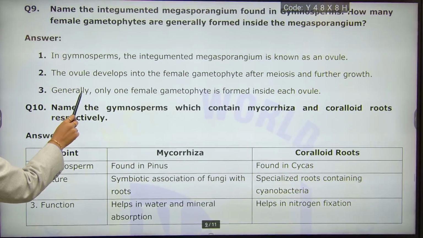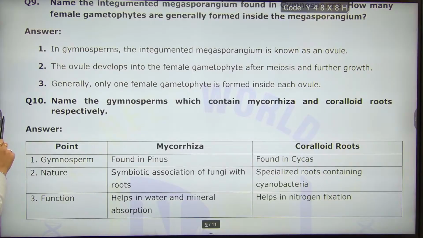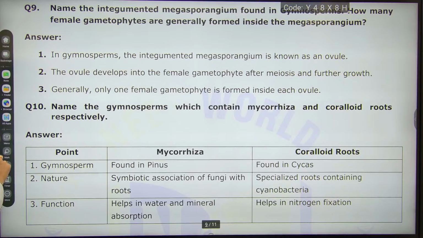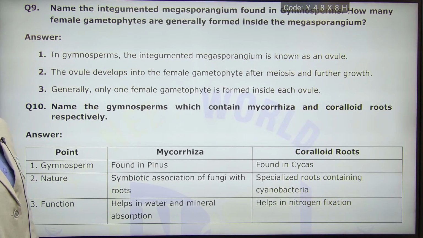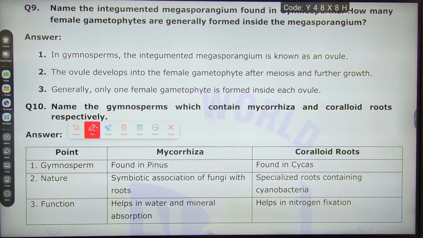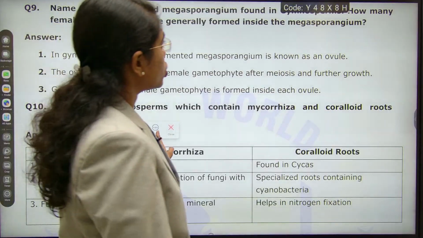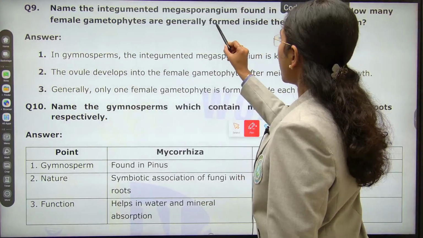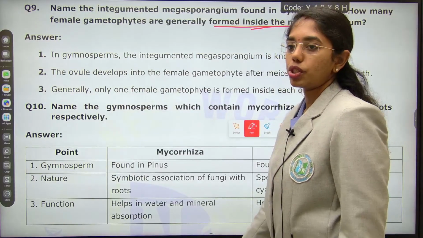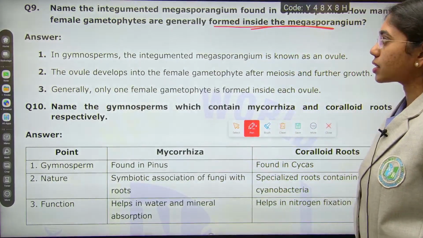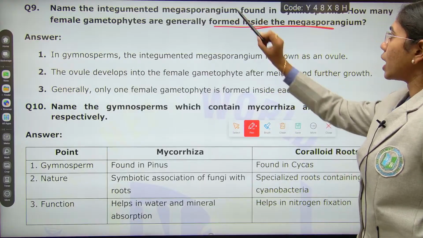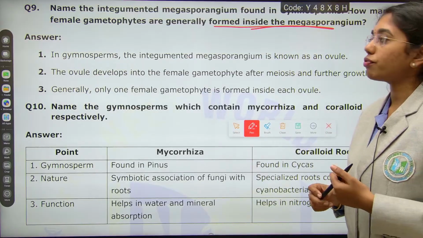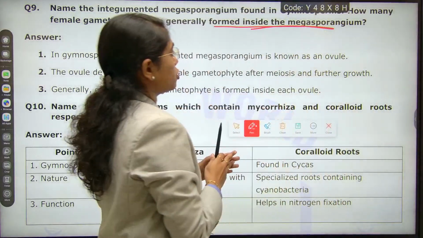Last questions of today's session. Name the integumented megasporangium which is found in gymnosperms. How many female gametophytes are formed inside the megasporangium? I hope the question is clear to you. He is asking what is the integumented megasporangium which is found in the gymnosperms and how many female gametophytes are generally formed inside the megasporangium.